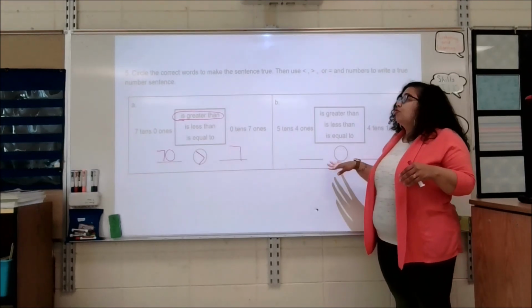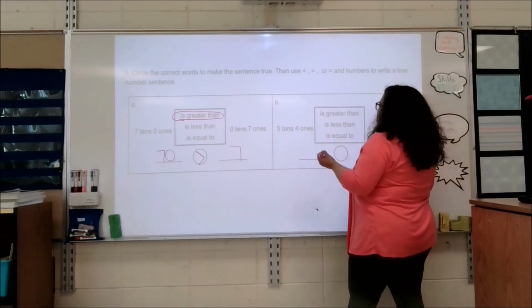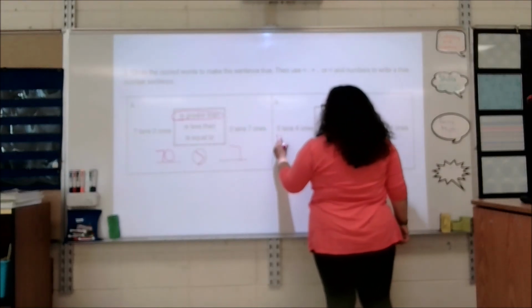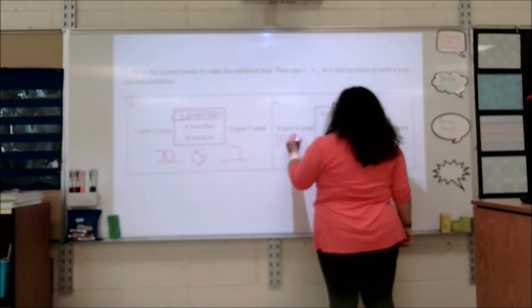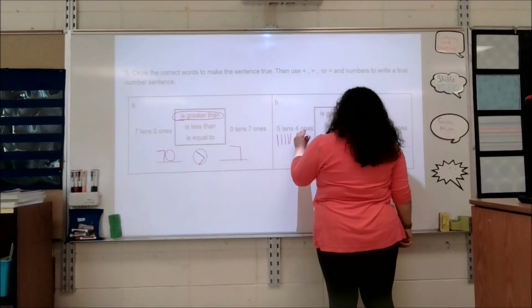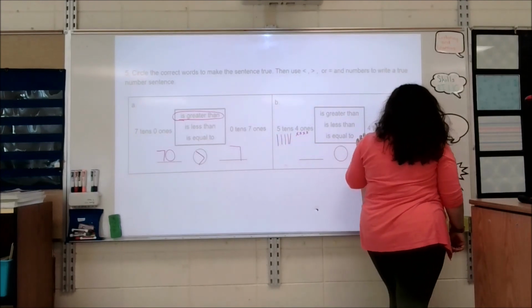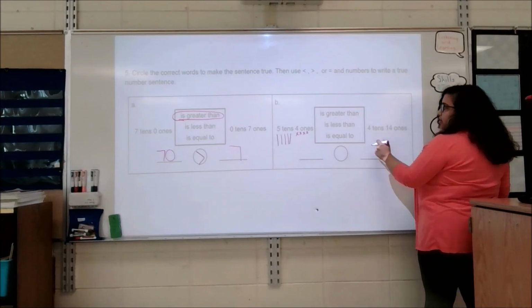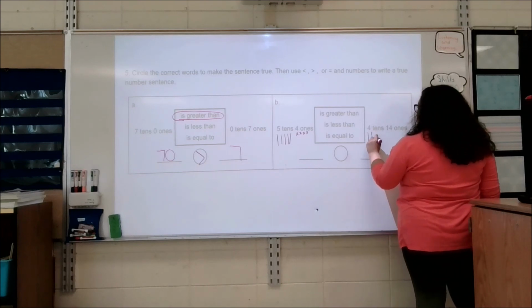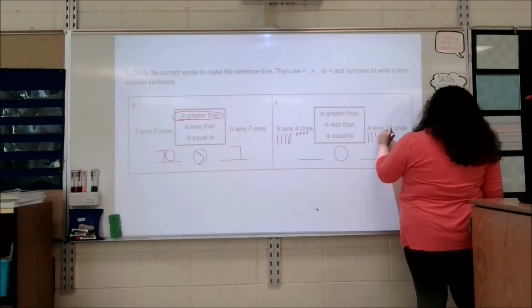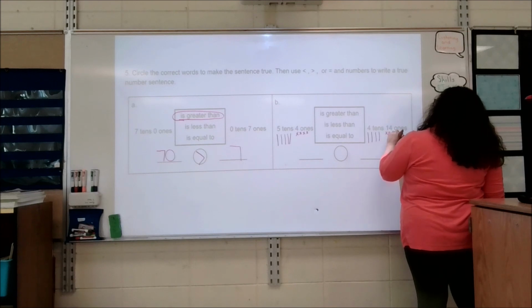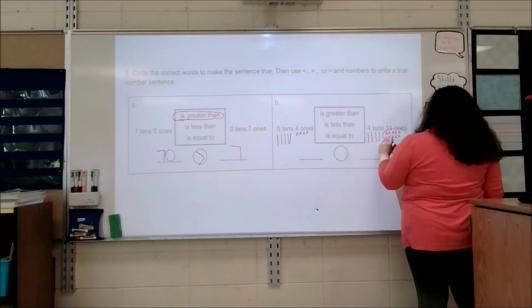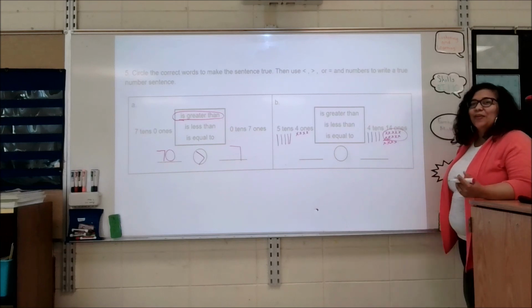Alright, so this one we're going to draw a picture. 5 tens and 4 ones, okay? 1 10, 2 10, 3 10, 4 10, 5 10, 1 1, 2 1, 3 1, 4 1. Here we have 4 tens and 14 ones. Alright, 1 10, 2 10, 3 10, 4 10, 1 2 3 4 5 6 7 8 9 10, 11 12 13 14.